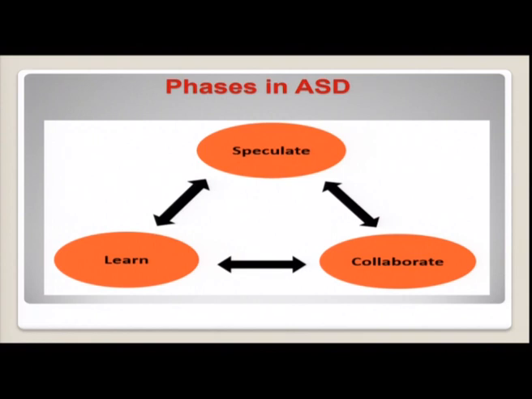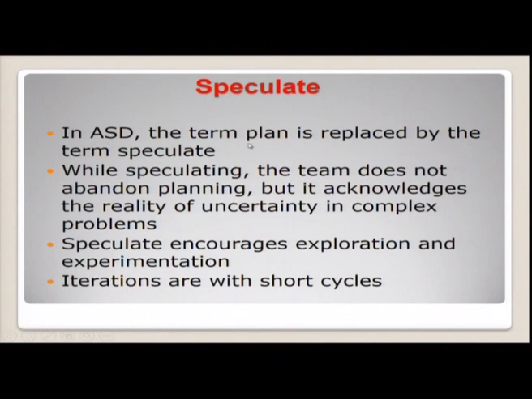Now, let us see the phases in adaptive software development. You have only 3 different phases. The main phases are called speculate, learn and collaborate. I repeat, the phases of adaptive software development are 3: speculate, learn and collaborate. Now, what is speculate? Usually you have seen planning, but here you see it as speculate. Why do we use the term speculate? In adaptive software development, the term plan is replaced by the term speculate.